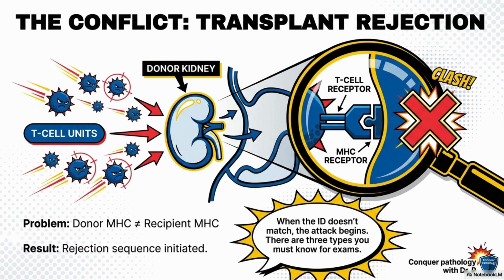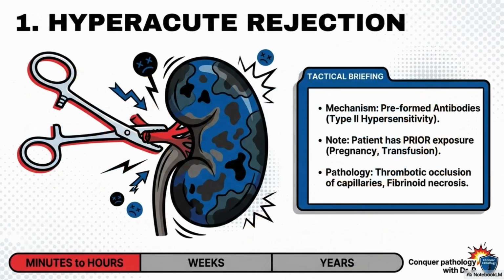The attack begins. There are three types you need to know for your exams. Type 1, hyperacute rejection. The time frame is minutes to hours. This is immediate failure. The mechanism here is that it is caused by pre-formed antibodies. It is a type 2 hypersensitivity reaction. The patient must have prior exposure, like a previous pregnancy or blood transfusion. Look for thrombotic occlusion of capillaries and fibrinoid necrosis. The organ dies before the surgeon even closes up.